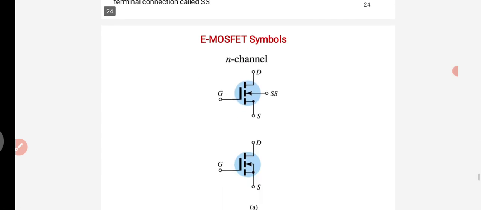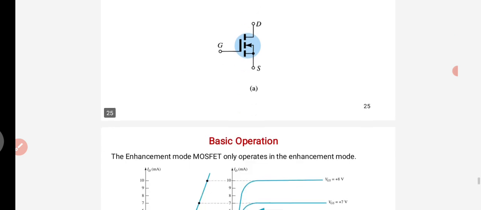So now let us go for the enhancement mode MOSFET symbols, that is N channel and P channel. Sorry, here we will go for only the N channel symbol. N channel is indicated by the arrow mark in the inward direction. When the substrate and source are connected, you can join the terminals of source and substrate connections. These are the symbols of the E-MOSFET, that is N channel or NMOS.